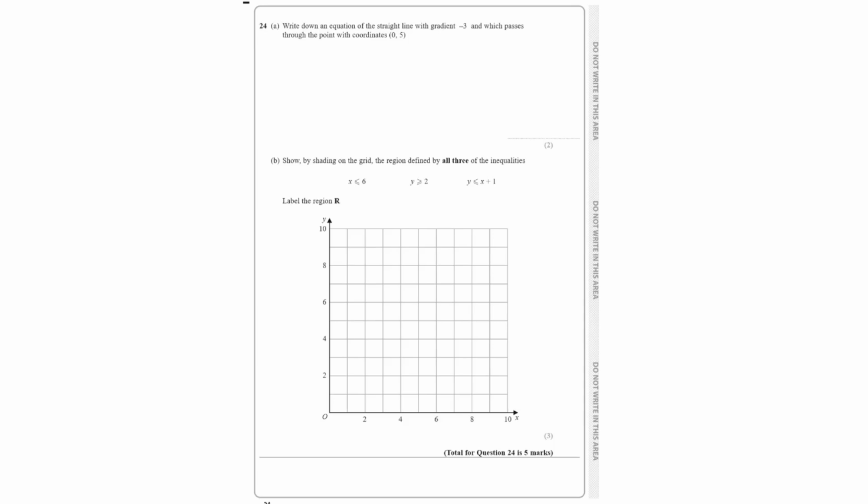Question 24. Write down an equation of the straight line with the gradient negative 3, which passes through the coordinates 0 and 5. Now, the equation for a straight line is y is equal to mx plus c, m being the gradient, x being the x coordinate, and y being the y coordinate. Let's input that so we can find c and give our final answer. So if y is 5, m is negative 3, this is multiplied by 0 plus c. Anything multiplied by 0 is just 0, so 5 is equal to 0 plus c. Then that means 5 is equal to c.